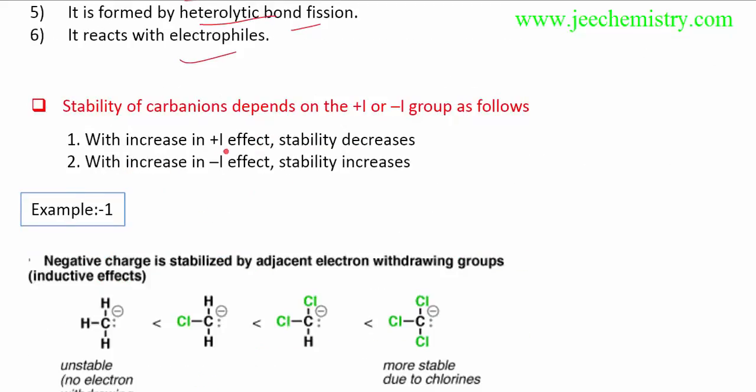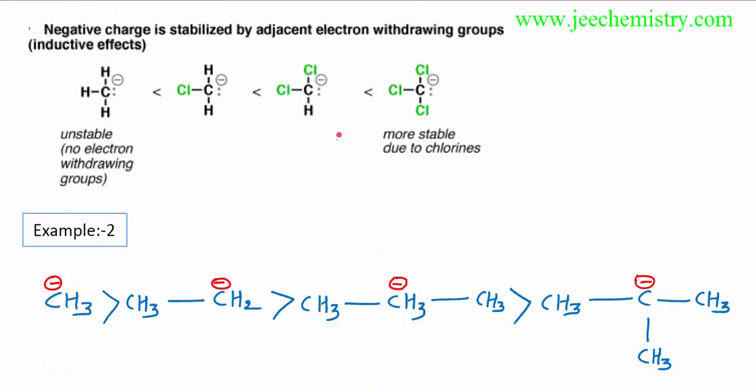So with the increase of the plus I effect, the stability of the carbanion decreases. With the increase of the minus I effect, stability increases. Here there are three minus I groups. This is more stable because it stabilizes the minus charge, compared to two groups, or one group. So as the minus I effect increases, the stability of the carbanion increases.